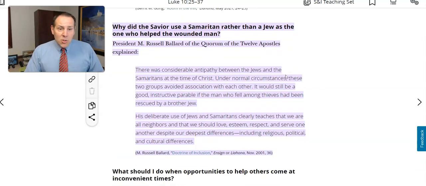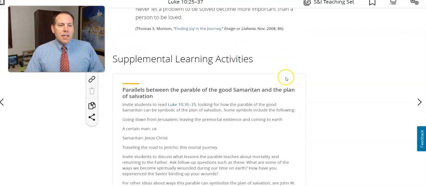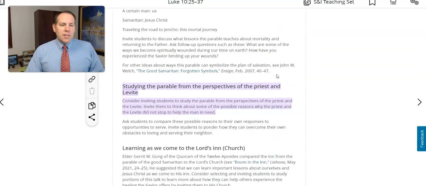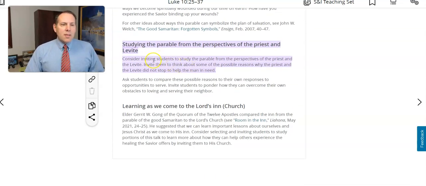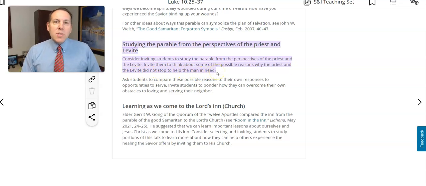There's also a unique idea in the supplemental learning activities that we could study the parable. Consider inviting students to study the parable from the perspectives of the priest and the Levite. Invite them to think about some of the possible reasons why the priest and the Levite did not stop to help the man in need. It's easy sometimes, too easy, to vilify people in scriptures without recognizing, Lord, is it I? Am I a lot like the priest and the Levite?